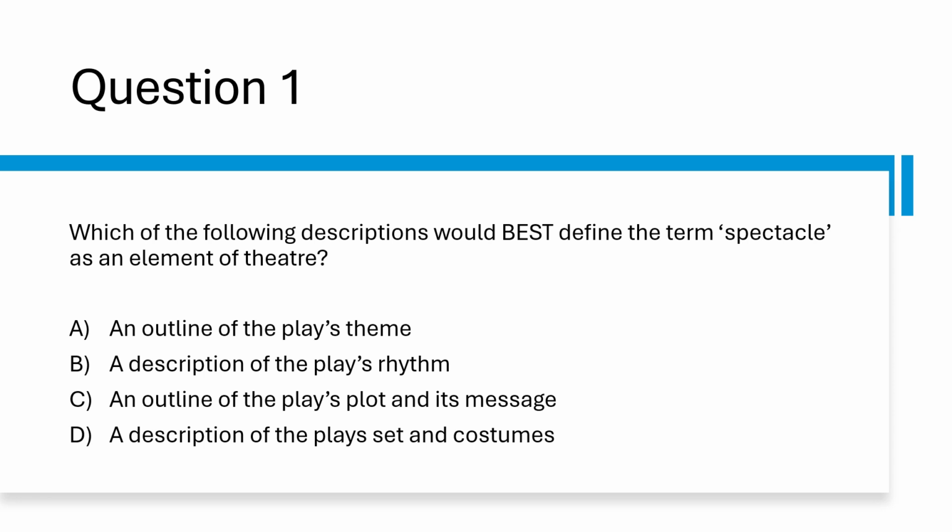But when you get to D, it says a description of the play's set and costumes. When you think about the set and the costume, this is something visual. This is what you can see, a combination of the two things to help create that which is visually appealing on stage. The spectacle has to do with everything that we see on stage coming together. And so the answer here would be D. All right, so of course I'm going to circle in my own way. All right, let's jump to question 2.